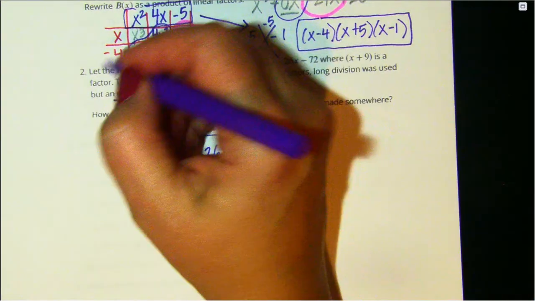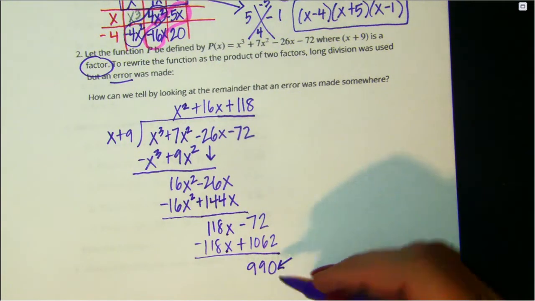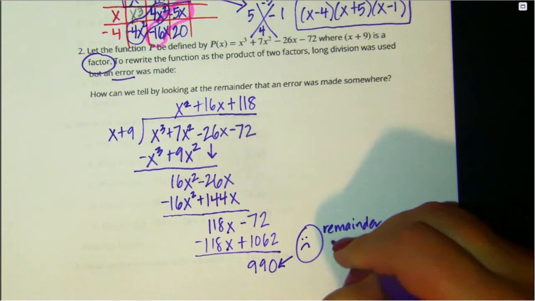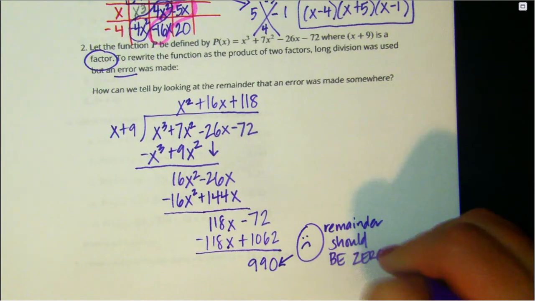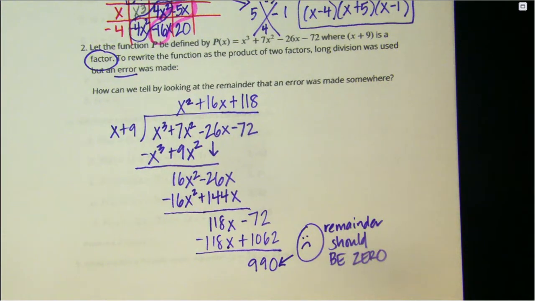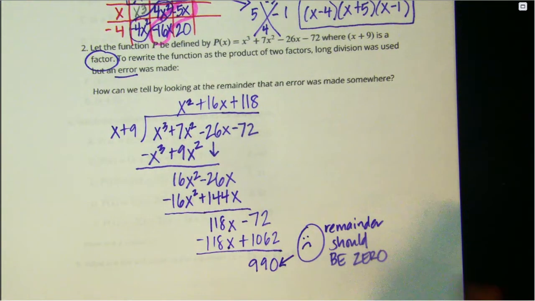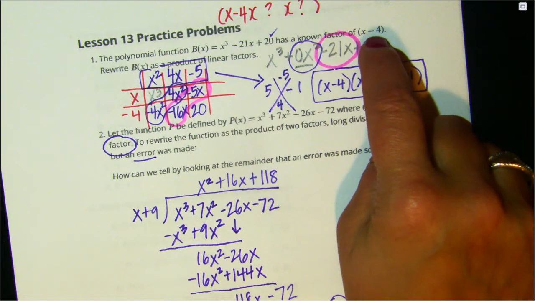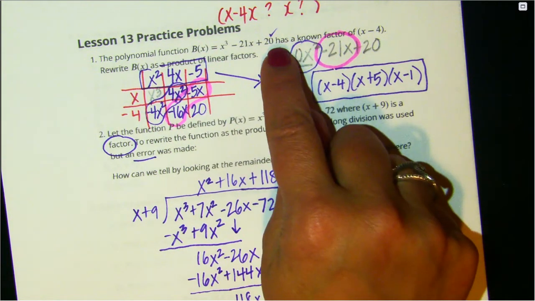Well, the fact that they said x plus 9 is a factor. If something is a factor, it means it goes into it evenly with no remainder. So there should not be a remainder. The remainder should be 0 because they told me x plus 9 was a factor. If somebody tells you something is a factor, if you do division, you better get 0. If you're doing the box, and they told me x minus 4 is a factor, how do I know if I'm doing it right? Because at the end, these two better multiply to that. That's how you check when you're doing the box.